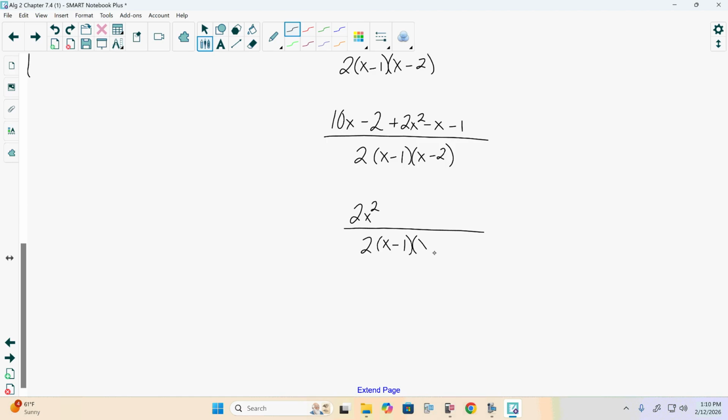Last thing we need to do is combine like terms. 2x squared has no terms to combine with. 10x minus x is going to be positive 9x. And negative 2 minus 1 is negative 3.